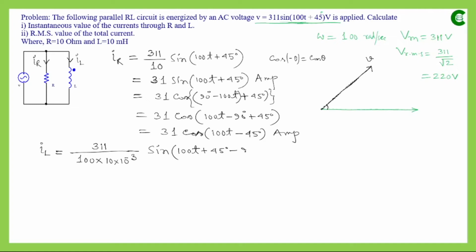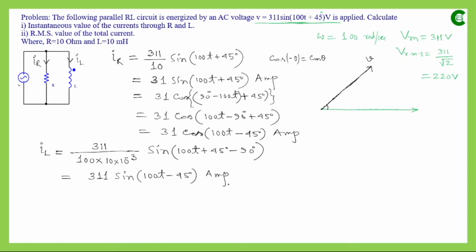So with that there will be a phase lag of 90 degrees, so it will be minus 90. So it can be written as 100 into 10, which is 1000, and here we have again 1 by 1000. So altogether the denominator will be 1. So the Im value here will be 311, along with the sine term. Here it will be 100t minus 45 degree, and this will be in ampere.